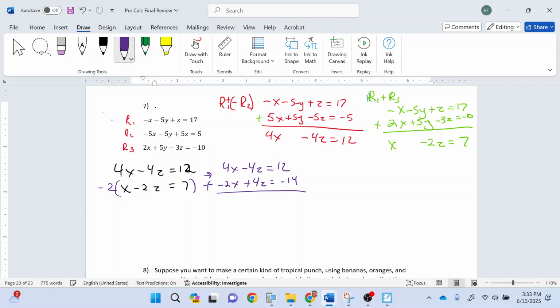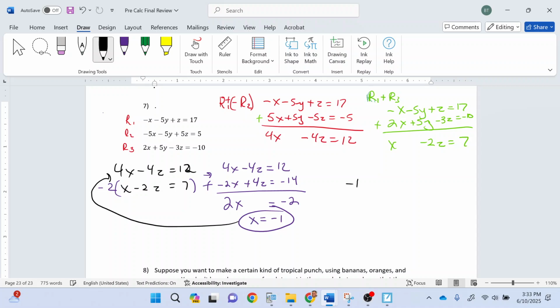So 4 minus 2 is 2x. Negative 4z plus positive 4z completely disappears, which is good. And 12 minus negative 14 is negative 2. So I figured out that x equals negative 1. Because I figured out x equals negative 1, I could take that and plug it into one of these two equations. I'm going to plug it into the bottom one.